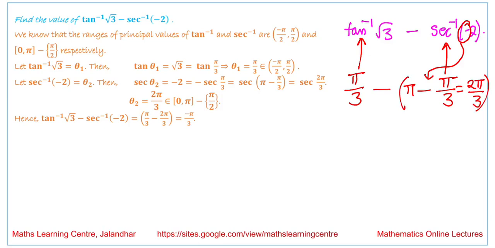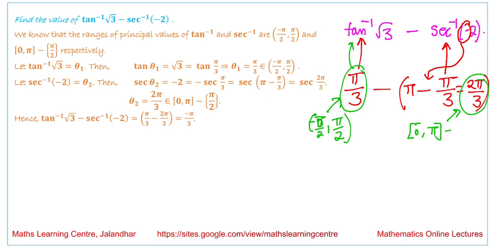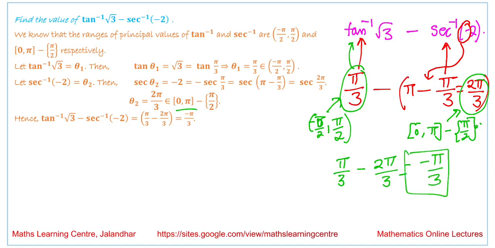We are subtracting both these values. First of all, we are checking whether these are principal values or not. For this first value, it lies in the interval minus pi by 2 to pi by 2, so this is the principal value in this case. This second value 2 pi by 3 lies in the interval 0 to pi minus pi by 2, so this value is also the principal value. So the answer we obtain is pi by 3 minus 2 pi by 3, that is equal to minus pi by 3. So this is the answer we have obtained over here.